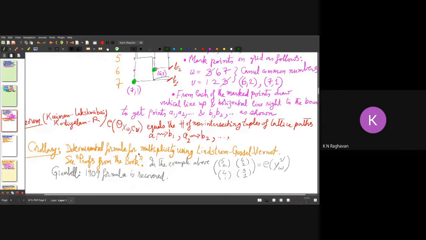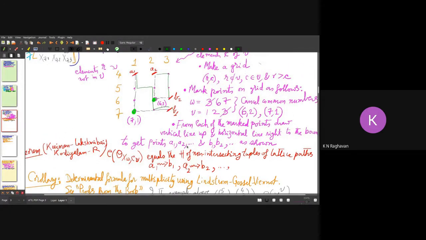So, if you recall, for the determinant, the example that we are considering is one of the examples. There was a determinant formula given by Jambelli in 1909, and you can recover that because there is this beautiful lemma due to Lindstrom, Gessel, and Viennot, for which a reference is the nice book Proofs from the Book. A chapter of that book is devoted to this Lindstrom, Gessel, Viennot lemma, and what it says is the following. It gives a binomial determinant formula to count these tuples of non-intersecting lattice paths.